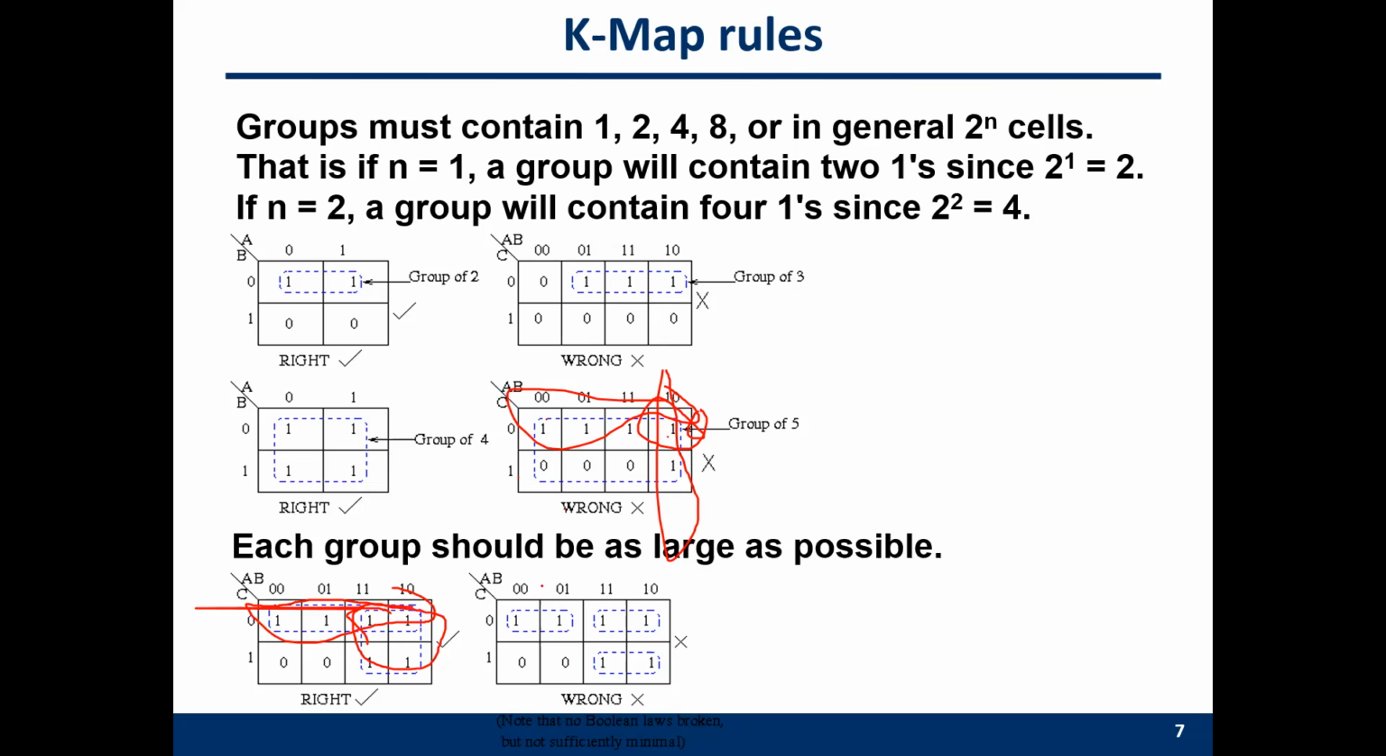Can we cover them by 3 groups? No, you cannot. 3 is not allowed because you just do one extra group here. One extra group means you will have an extra item in your final Boolean algebra equation. So that's not the simplest form of your Boolean equation. That's the reason why we want to have as few groups as possible, and as large groups as possible. So can we do something like this?